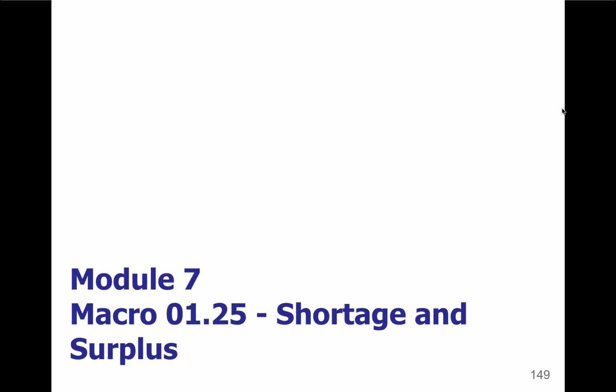This is your economics video on shortages and surplus. In the last video, we've been talking about supply and demand. And when you put the supply and demand lines together, they intersect at one point. That point is called the equilibrium.